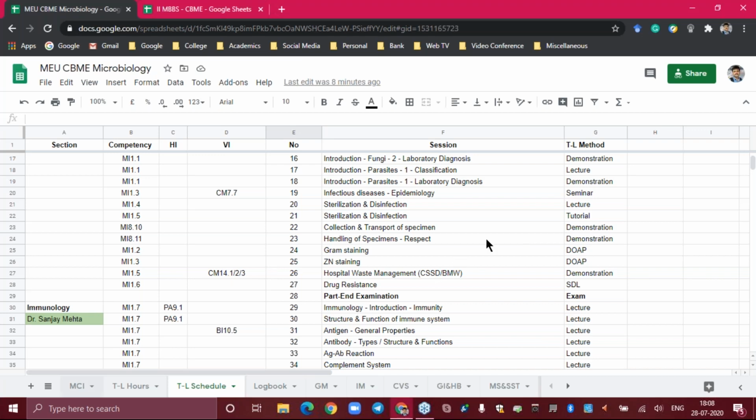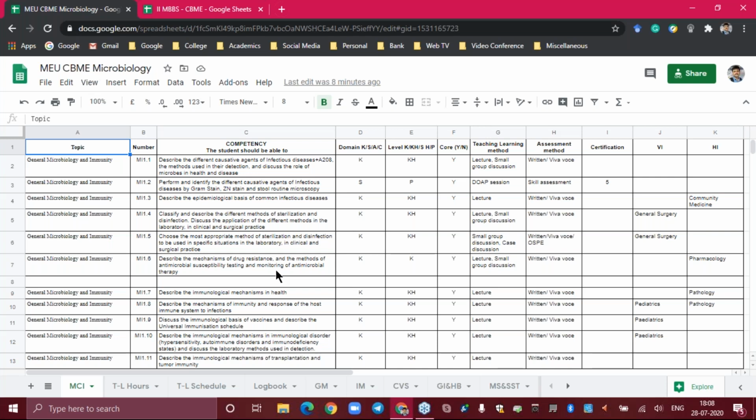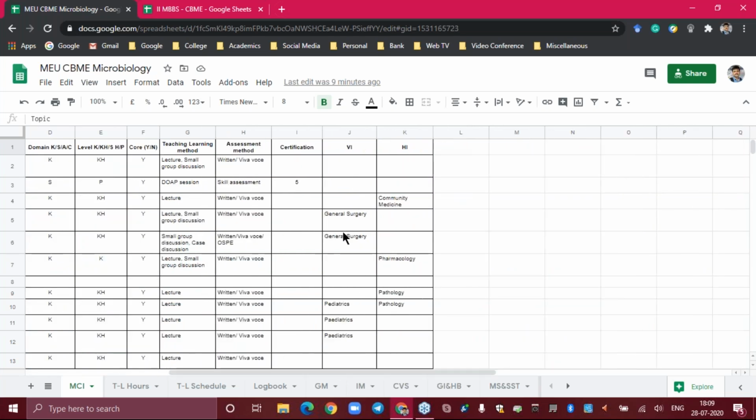Okay, dear friends. We started quite back with competency, MCI competency, competency-based medical education, right? And we have gone through all the competencies. So now we know what is competency, then what is the domain, what is the level expected, whether it is core or non-core, what would be the teaching learning method, what would be the assessment method, then whether certification would be required, what is vertical integration, what is horizontal integration, right?